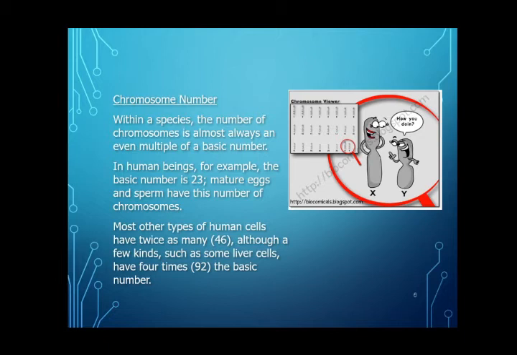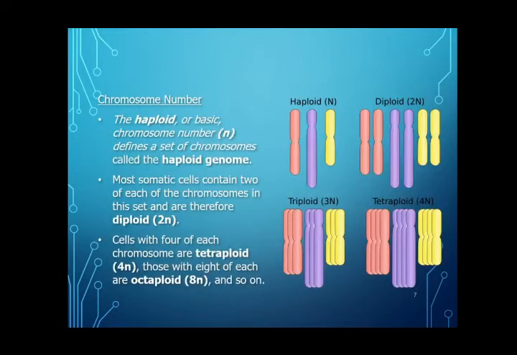Chromosome number. Within a species, the number of chromosomes is almost always an even multiple of a basic number. In human beings, for example, the basic number is 23. Mature eggs and sperm have this number of chromosomes. Most types of human cells have twice as many, 46, although a few kinds such as liver cells have 4 times the basic number, which is 92.